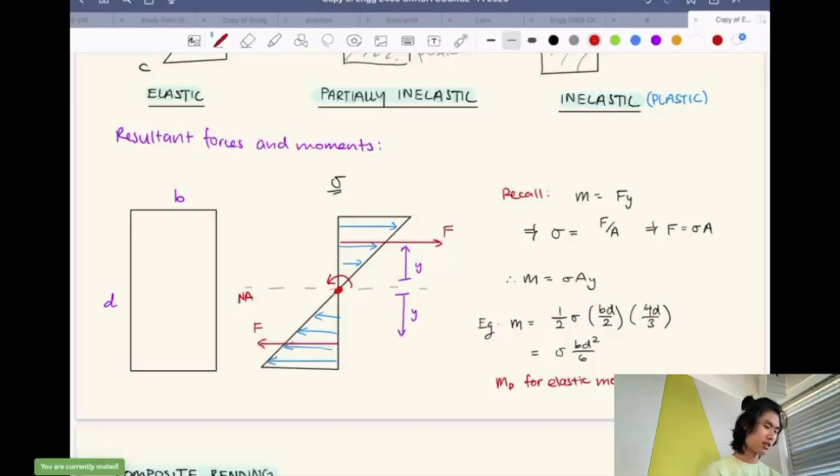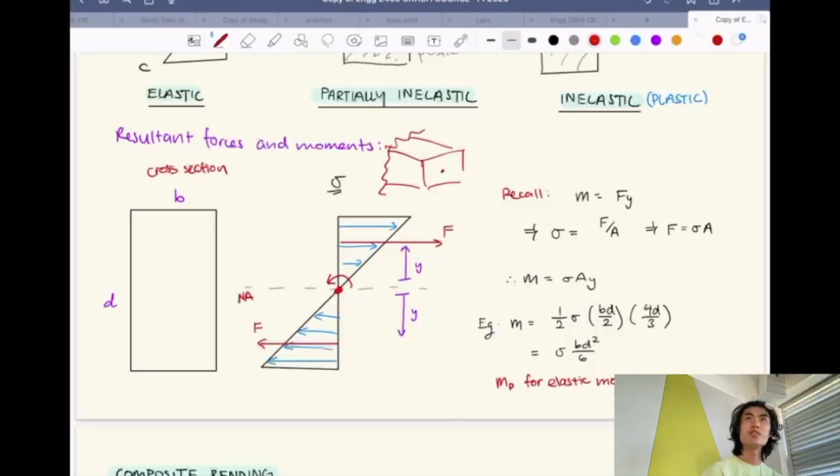So this is a cross section. Now, let's say you had the beam. That's the cross section, right? And then you had that distribution across it. Then what is happening? Yeah, so this is literally the internal bending moment at any point in a beam.